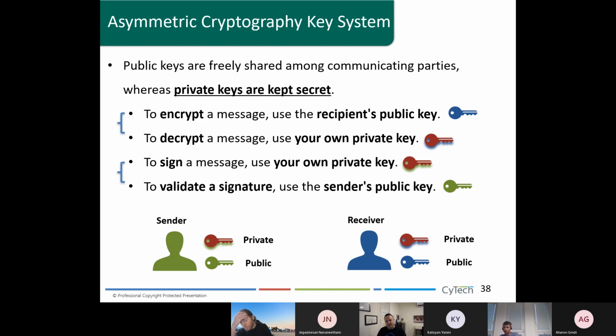We have the green one, the sender, and we have the blue one, the receiver, all right? The sender wants to share information with the blue one, with the receiver. What they do before they share information is that they agree on the method, on the algorithm that they're going to use. Then each one of them takes their own key and breaks it into two. Okay, this is all done in the background. They don't need to physically do it. But their key is now broken into two.